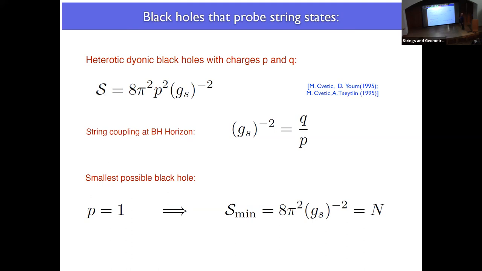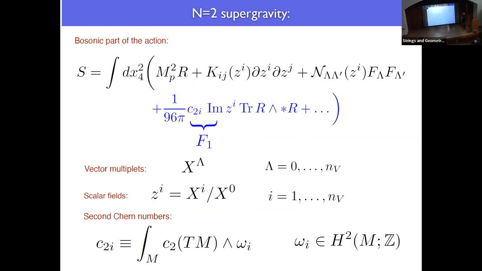We want to eliminate also all charge dependence from this formula. So we choose P equal to 1. And then you see that the minimal black hole entropy, that would be the smallest black hole in this context, the entropy of the smallest possible black hole, is basically just given by 1 over g_s squared. And this we have already identified as the number of species before. So this is a nice example where our method works very well.